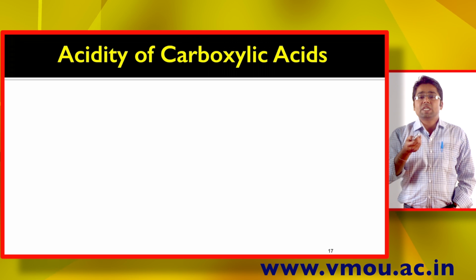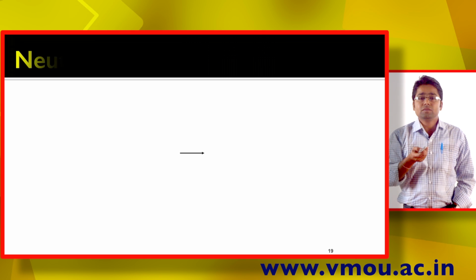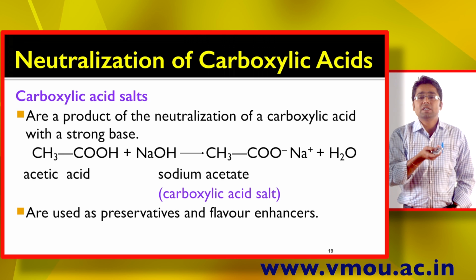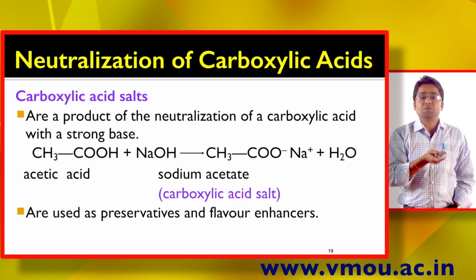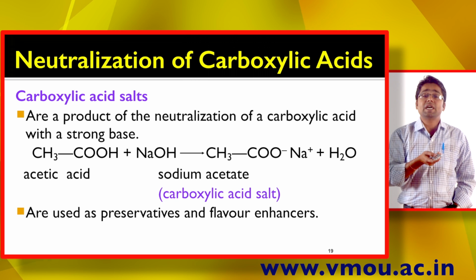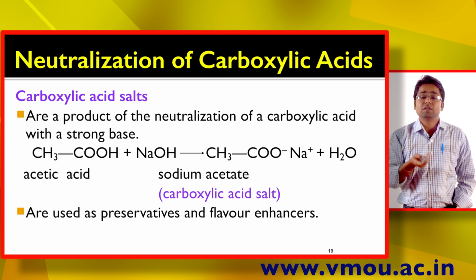Acidity of carboxylic acids: since they are highly polar, they are strong acids. Neutralization of carboxylic acid: how can they be neutralized? They can be neutralized by adding a base, because a carboxylic acid is itself an acid, and when it reacts with a base, it converts into a salt. Thank you.